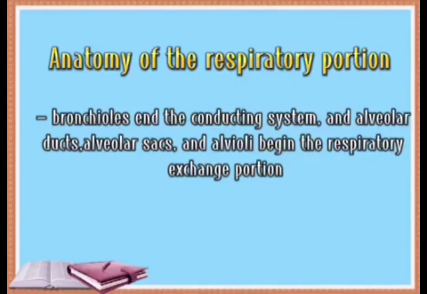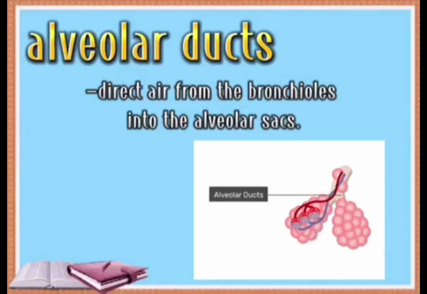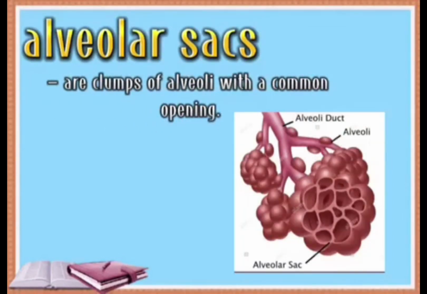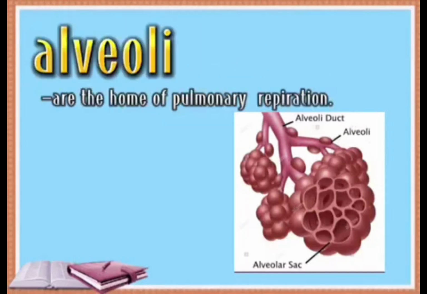The anatomy of the respiratory portion. Bronchioles and the conducting system, and alveolar ducts, alveolar sacs, and alveoli begin the respiratory exchange portion. Alveolar ducts direct air from the bronchioles into the alveolar sacs. The alveolar sacs are clumps of alveoli with a common opening. Alveoli are the home of pulmonary respiration.